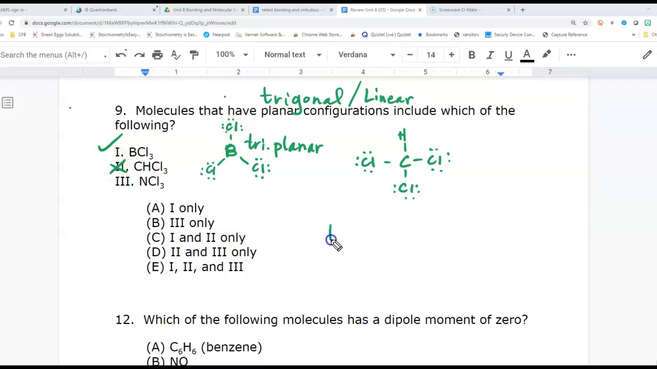And then NCl3. On that one I have 3 times 7 for the chlorine plus 5, so that's 21, 26. So I'm going to end up with Cl's around it like this. And then there will be a lone pair of electrons and it will go right there. So this one actually ends up being pyramidal. And since this one is pyramidal, that means that number 3 also gets crossed out. That means A is our correct answer here for the one that is planar only.